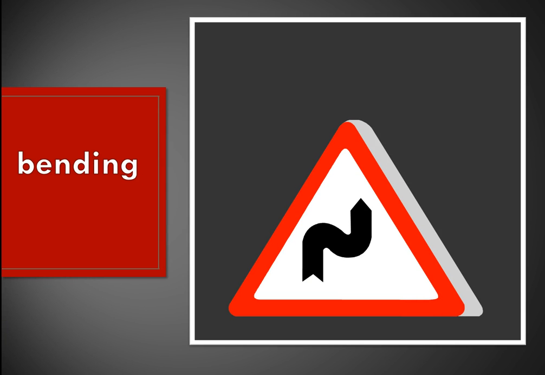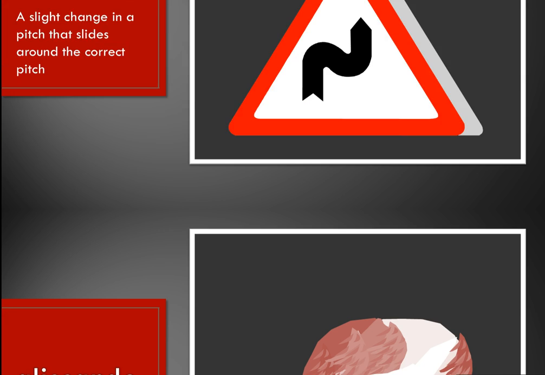A bending, on the other hand, is a slight change in pitch that slides around the correct pitch. So sometimes a guitarist, usually a blues guitarist, will play the note and then bend the string, which means they push the string up or down on the fretboard, and that changes the pitch slightly. The other way you can do it is with a keyboard, and there's that little wheel on the side on some keyboards, and it's actually a pitch bending tool.